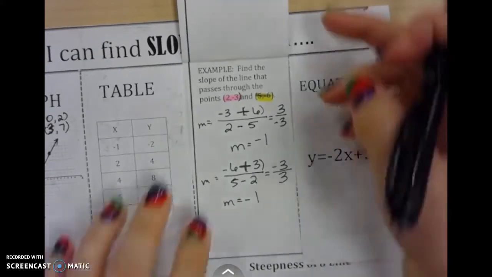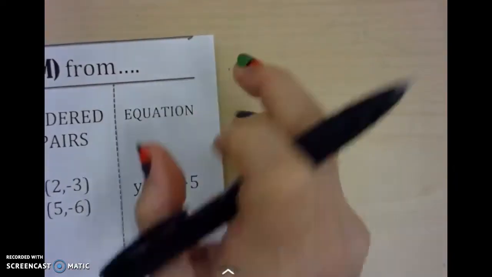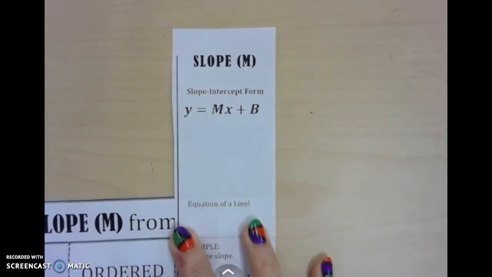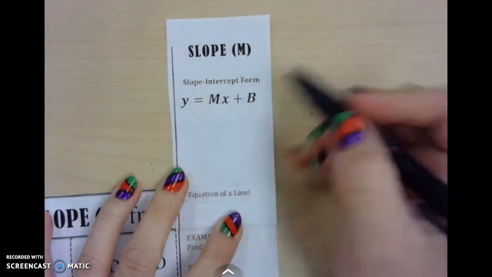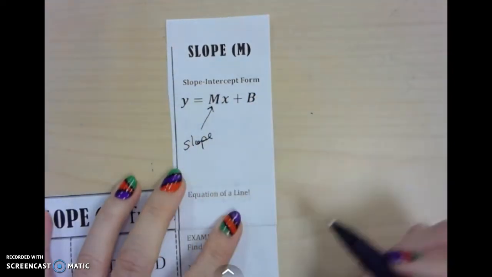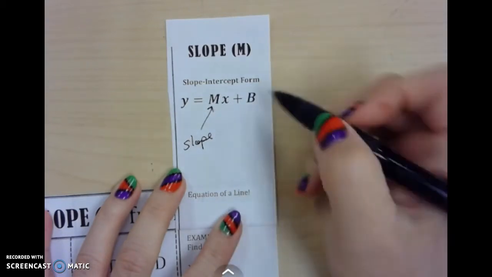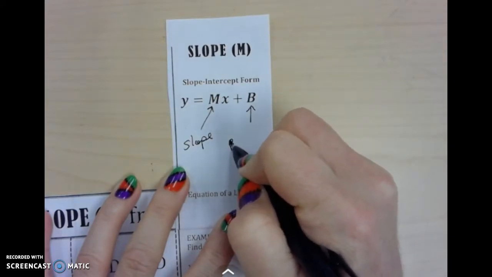The last thing that needs to go on here is finding the slope from an equation. When you open up that tab, you're going to see slope-intercept form. y is equal to mx plus b. m is the slope. Guys, if you're looking at an equation that has been solved for y, the coefficient of x will always be your slope. And then b will be your y-intercept.